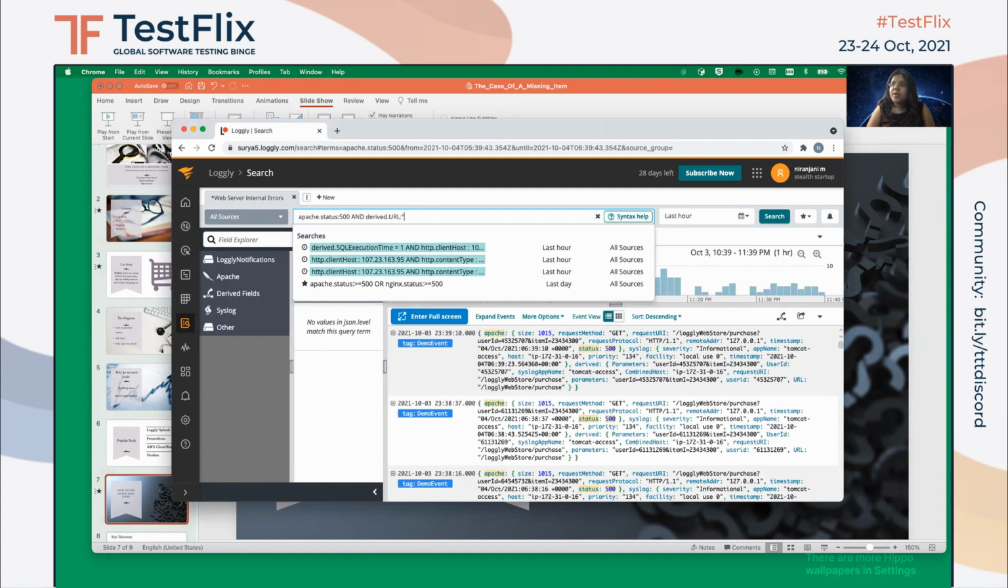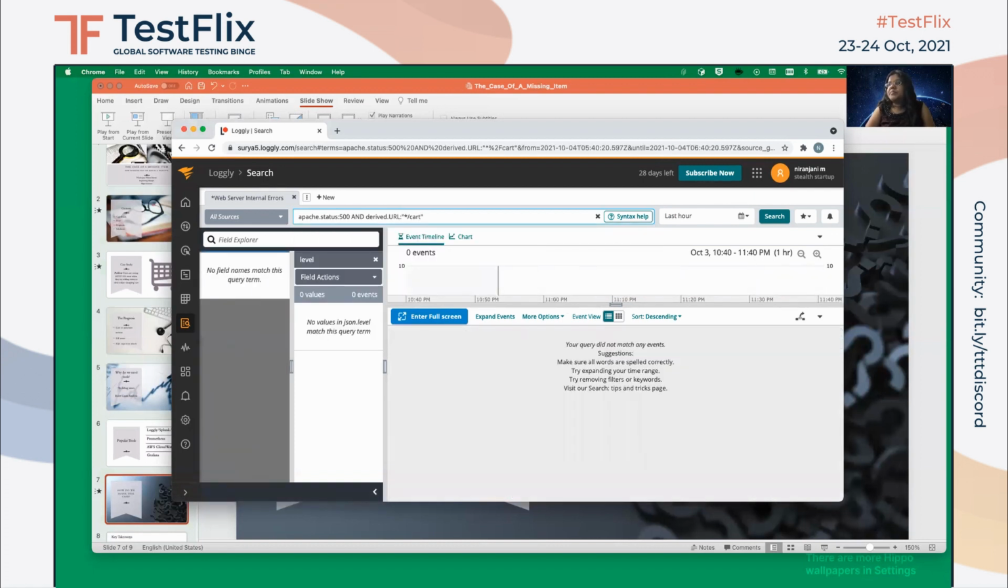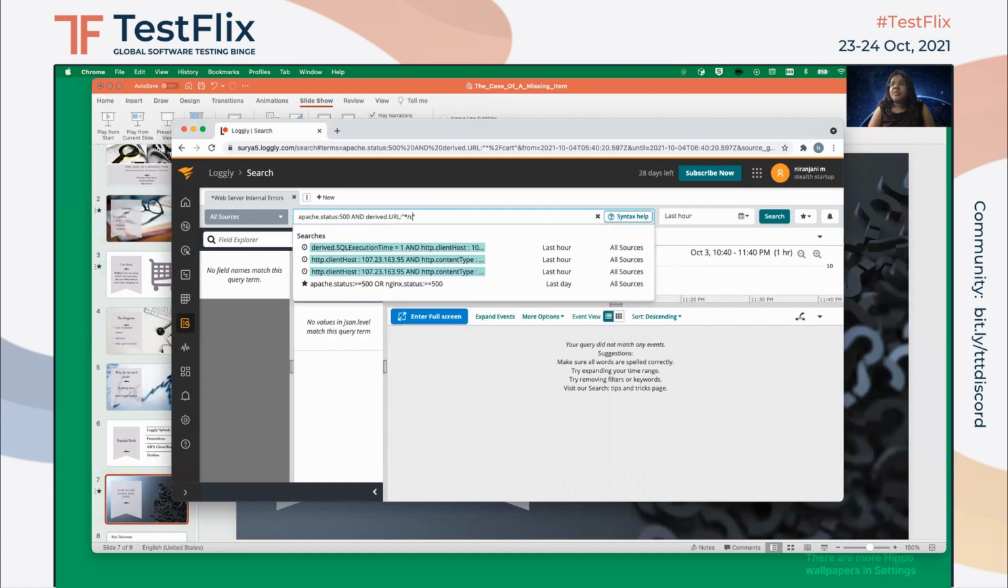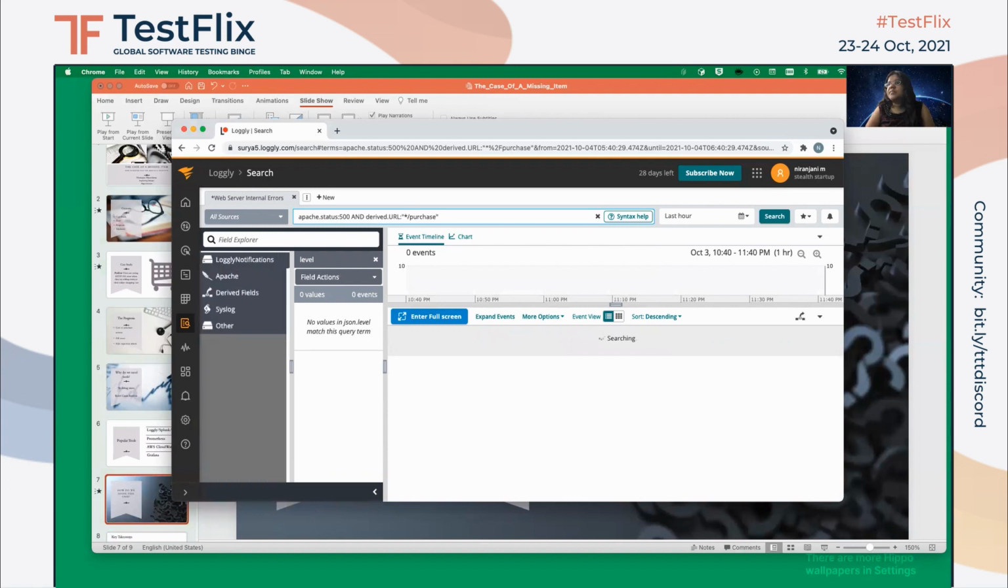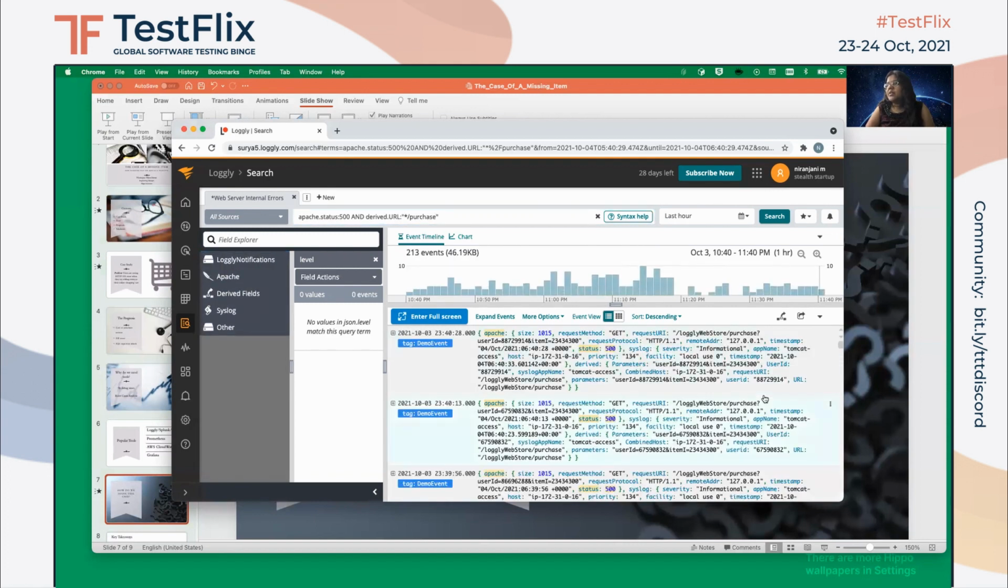So let's do derive.url. I'm using wildcard here, cart service. Okay, that's helpful. Now we know it's not cart service. So let's try purchase service. Okay, great. Almost all of those 200 events are caused by purchase service.